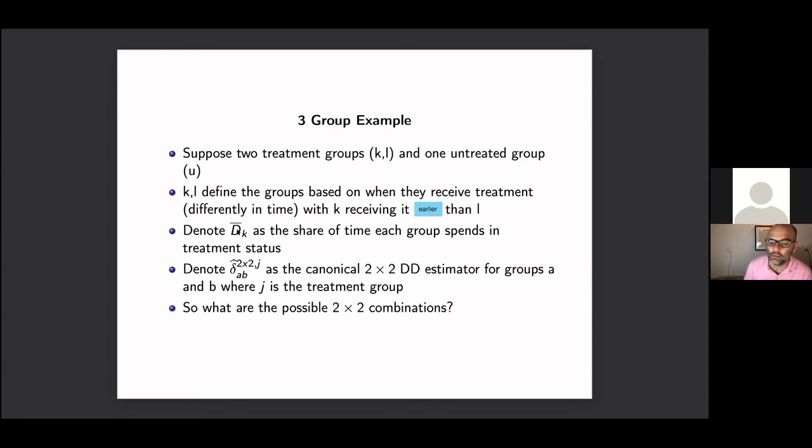We're going to call this D bar. D bar is the share of time that a group spends in treatment status. So let's say that K is treated in year 5 out of 10 years. Its D bar is 0.5, because 5 over 10 equals 0.5. Assume that group L is treated in year 7 out of 10. Its D bar is 3 out of 10, because it only spent 3 years out of 10 treated, so its D bar is 0.3. So D bar is the share of time a group spends in treatment.